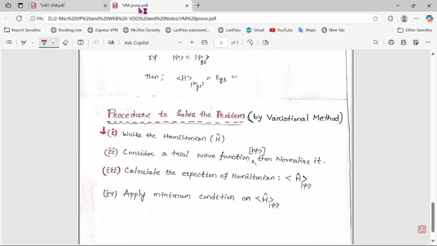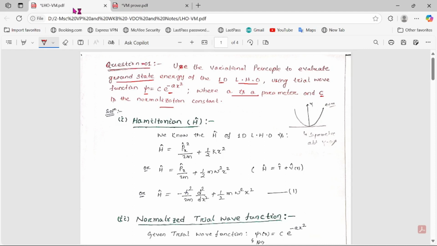First, we have to write the Hamiltonian. For this question, the Hamiltonian of a 1D harmonic oscillator is nothing but the kinetic energy part plus the potential energy part. Suppose it is moving along the x-axis. Suppose this is your 1D harmonic oscillator. If I drag it and leave it, then it will oscillate about its mean position.